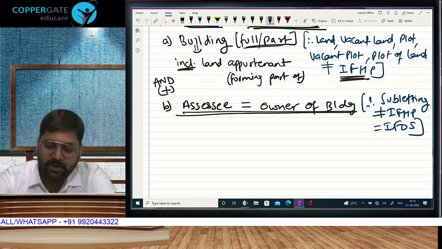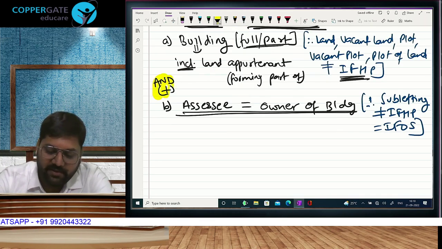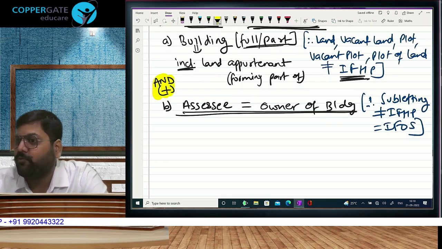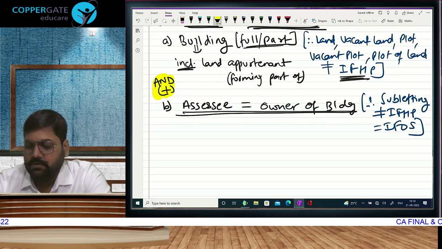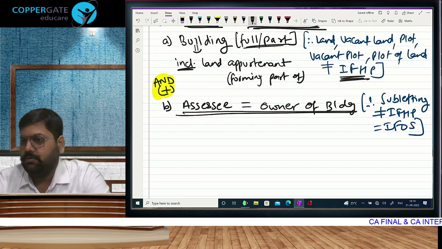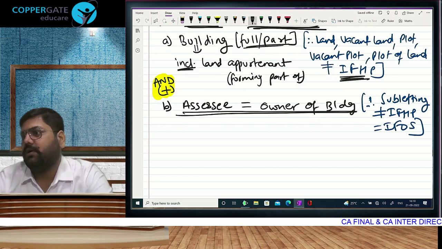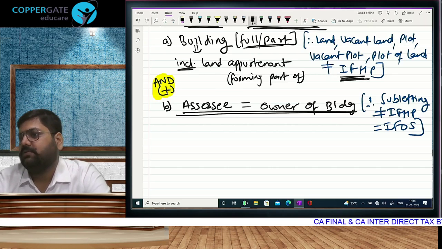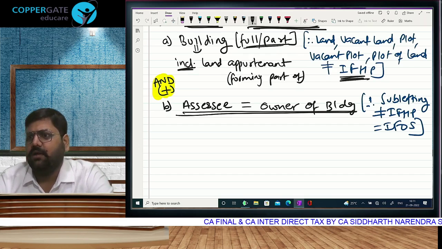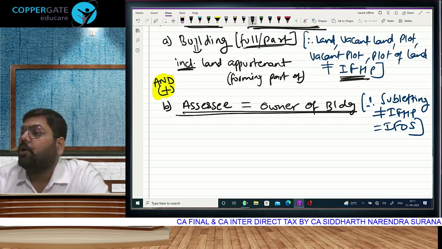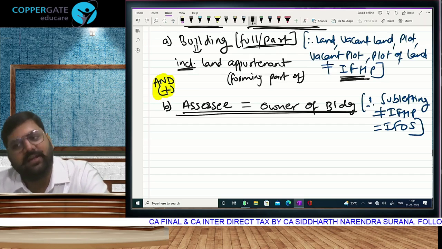Second condition and cumulative condition. These three conditions are given, will any one fulfilled do? No, you have to fulfill all three. Cumulative means only that. So you have to be the owner. Condition 1: building, with or without land, but building. Second condition, assessee has to be the owner. Meaning subletting will not come here.